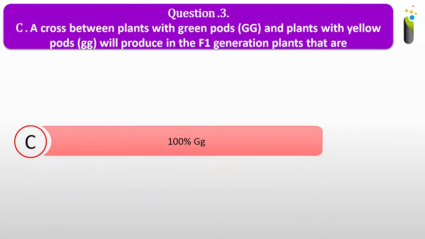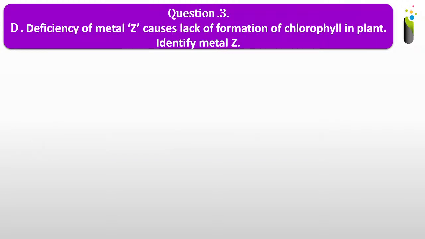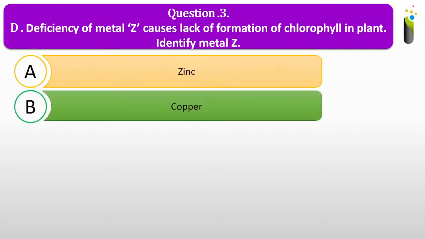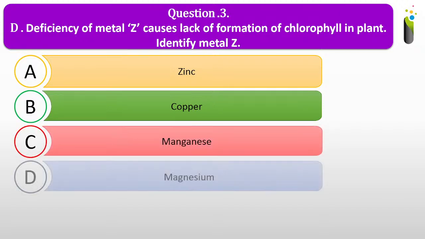Question number 3, D. Deficiency of metal Z causes lack of formation of chlorophyll in the plant. Identify the metal Z. And your options are A, zinc, B, copper, C, manganese, D, magnesium.